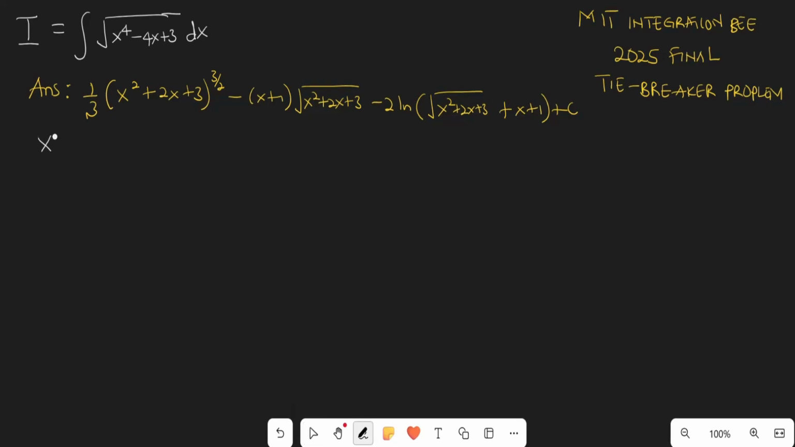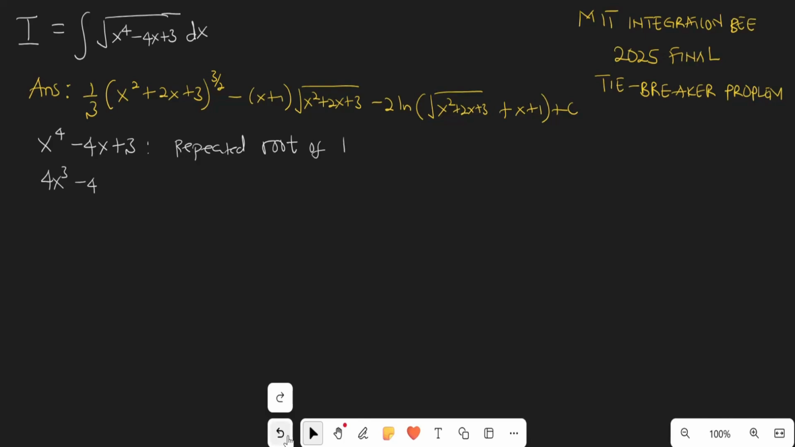In the integrand, without the square root, we have x raised to the power 4 minus 4x plus 3. This one has a repeated root of 1, because 1 is a root of this polynomial. When you plug in 1, that is going to give you 0. Why is it a repeated root? Because when we take the differential of this, we get 4x to the third power minus 4, and 1 is also a root of this polynomial after the differential. So that implies that 1 is a repeated root of this polynomial.